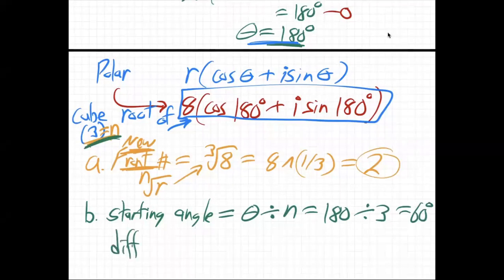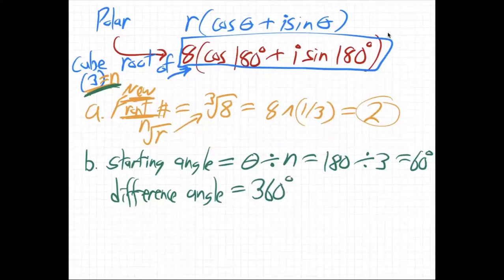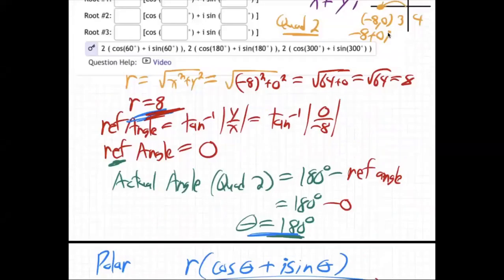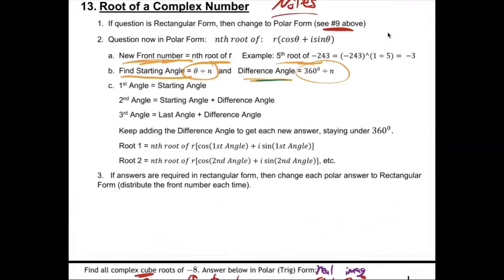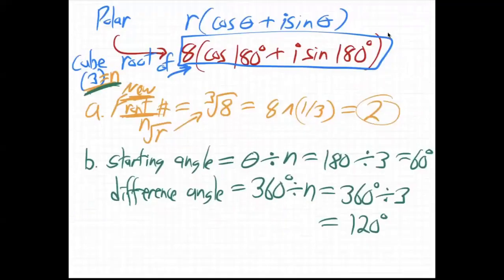And then the difference angle is 360 divided by n. So it's 360 divided by 3, which is 120. See right here? Difference angle is 360 divided by n. The starting angle is theta divided by n. Got those? Okay. And then part C. The first angle is the starting angle. Then you just keep adding the difference angle to get each new answer, staying under 360. So that looks easy enough, huh?